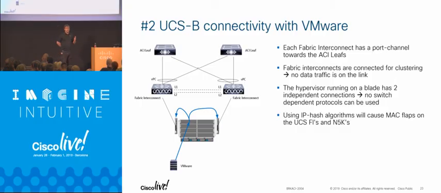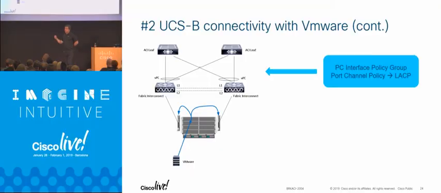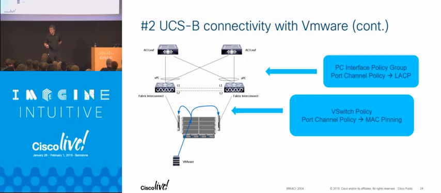Now, do understand in the UCS-B scenario, for example, between both fabric interconnects, there are cables. Those cables are only for cluster synchronization. They're not to make a vPC to the southbound part of it. So that means from fabric interconnect to the leaves, we can use a port channel policy. We can use a switch-dependent protocol such as LACP. But it also means that south of the fabric interconnect, from the blade to the fabric interconnect, you're looking at two independent links.